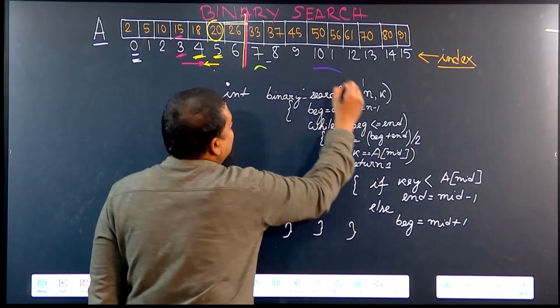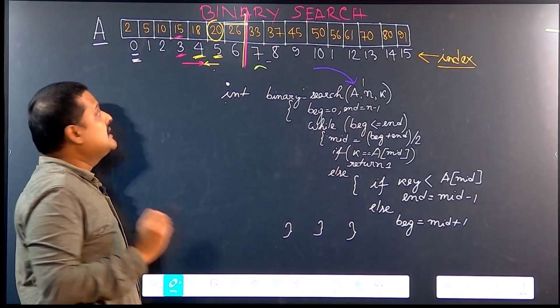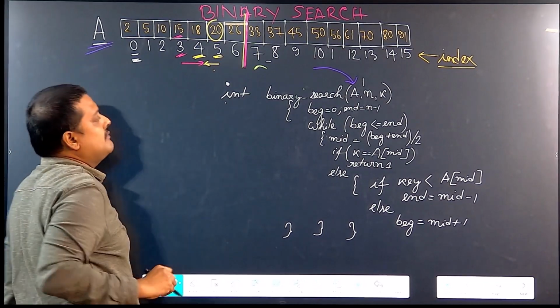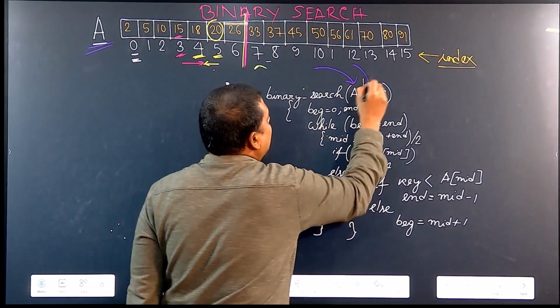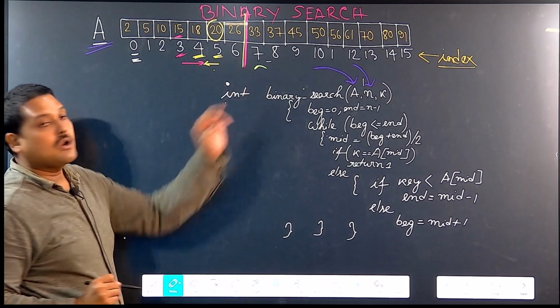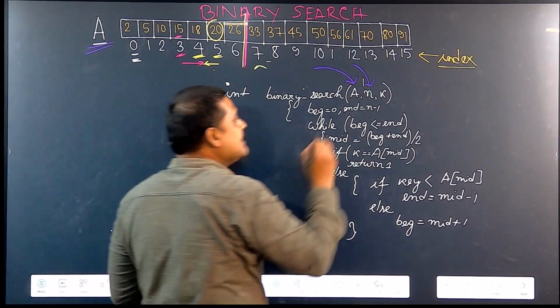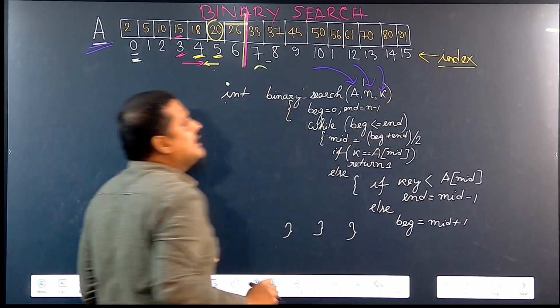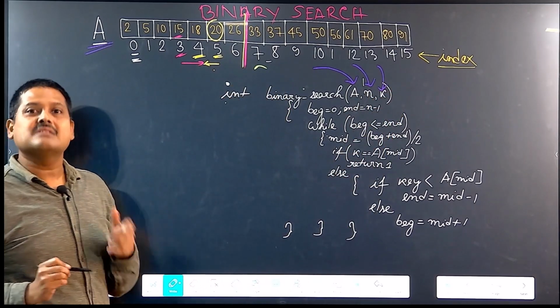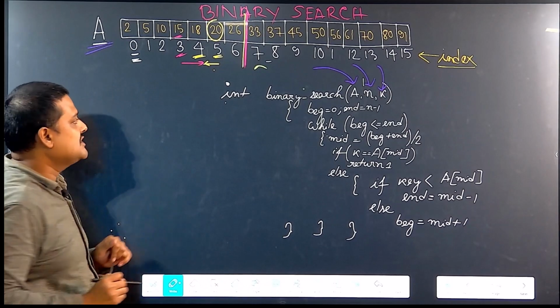The first value is the array A. A is the whole array we are providing. N is the number of elements present in this particular list, and the condition is that the elements are sorted. And K is the element that we are searching for, the key element.